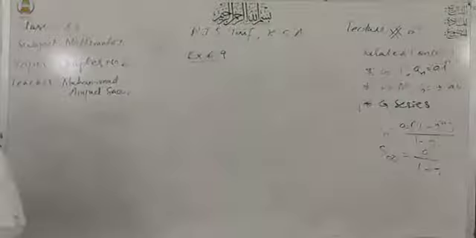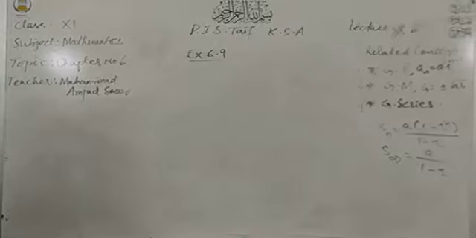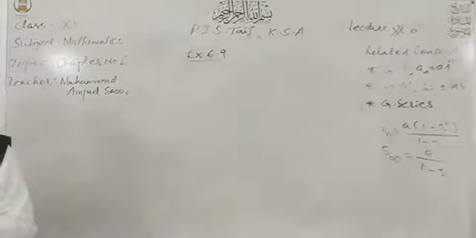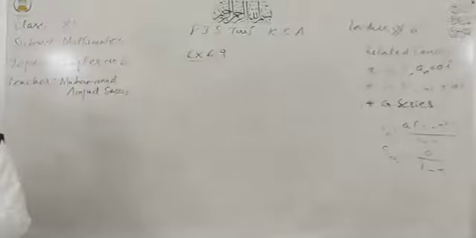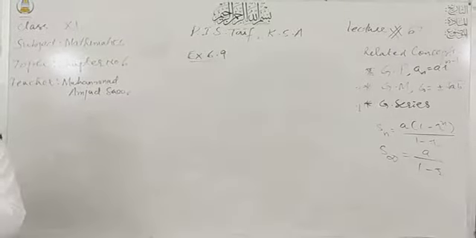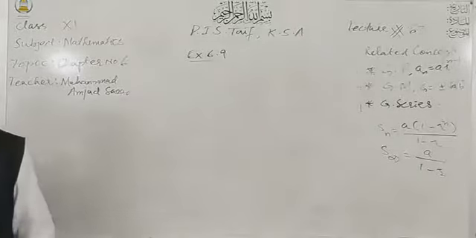Yes, dear students, we have exercise 6.9, question number 2. A man borrows 32760 without interest and agrees to repay the loan in installments, each installment being twice the preceding one. Find the amount of the last installment if the amount of the first installment is 8.